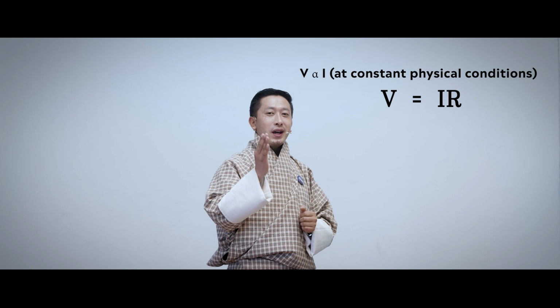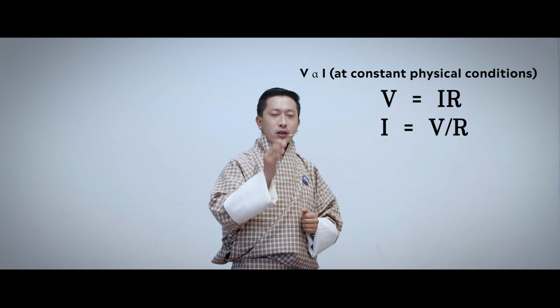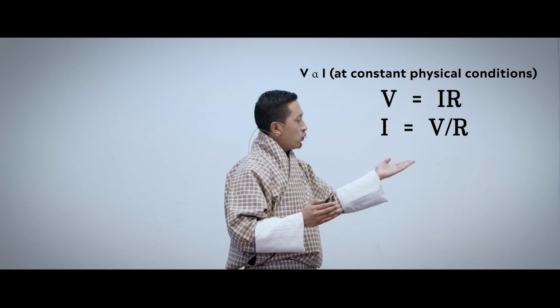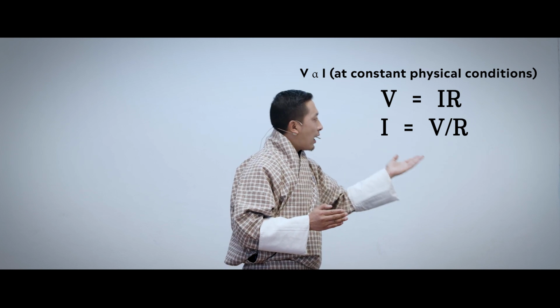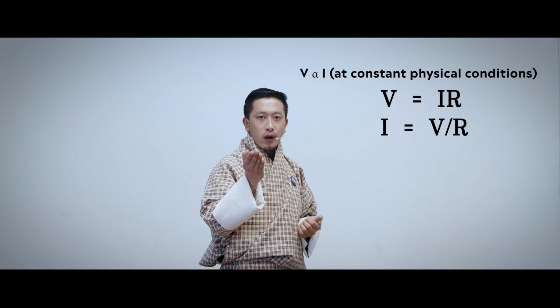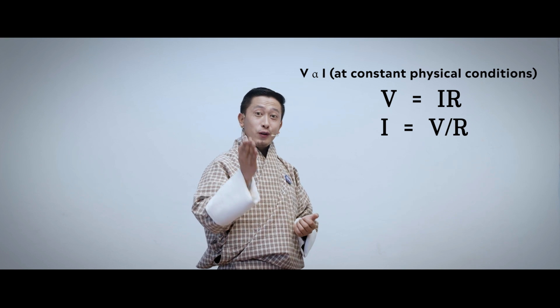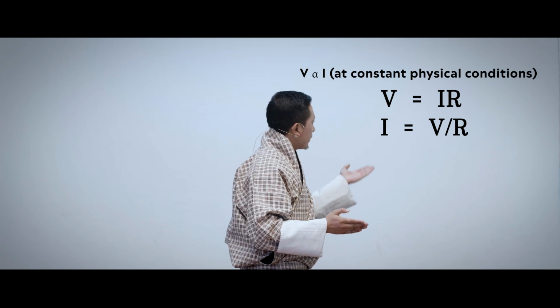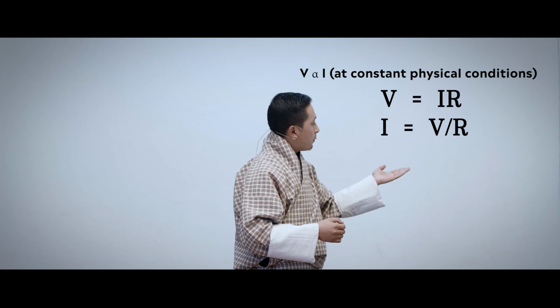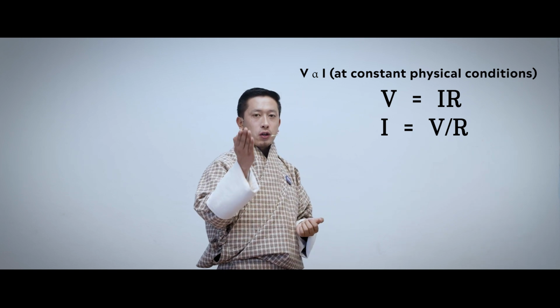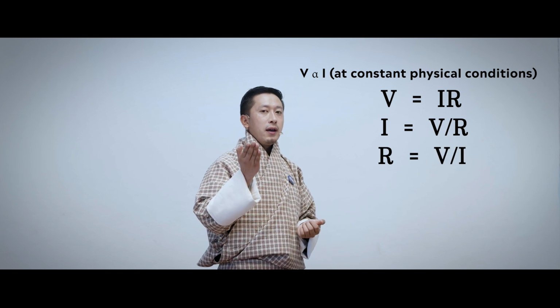Now, if you want to make I the subject, or if you want to calculate current, your equation becomes I is equal to V divided by R. If you want to calculate resistance, R is equal to V divided by I. Voltage divided by current. Resistance is equal to voltage divided by current.